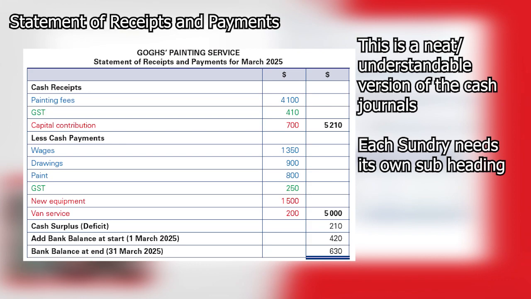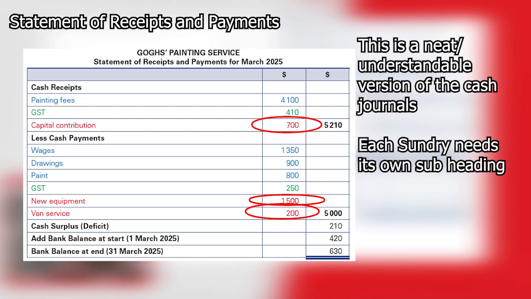Now, the last thing is, if you notice the red, the capital contribution, new equipment, van service, they are all sundries. That means each sundry needs its own subheading or own item in there, because new equipment and van service are different items. You can't just put sundries, you need to put the individual item. So that's a little thing to be aware of.